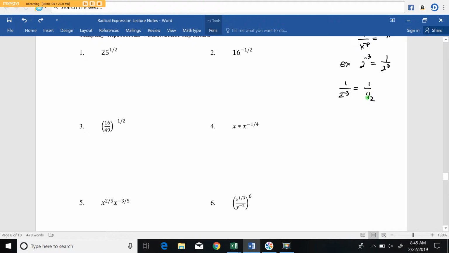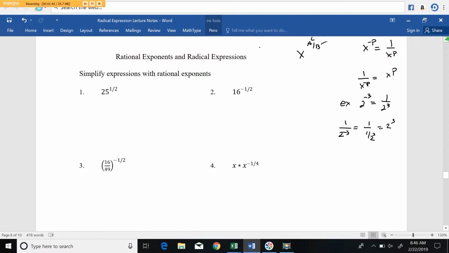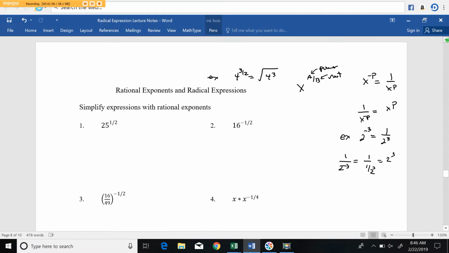1 over 2 to the minus third would be 1 over 2 to the third. Basically, I like to think about it like this. If the quantity is upstairs in a fraction and it has a negative power, you put it downstairs. If the quantity is downstairs in a fraction and it has a negative power, you put it upstairs. I'll describe what I mean by that as we go through the examples.